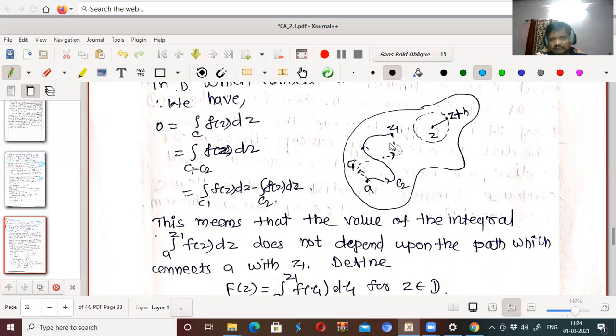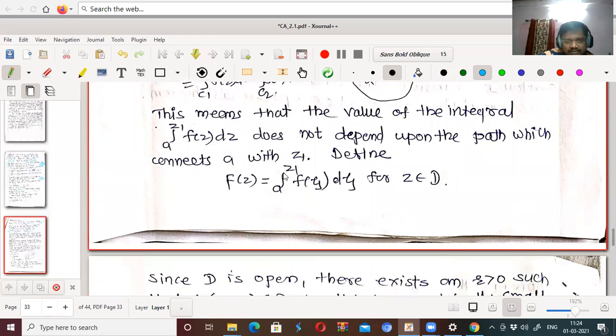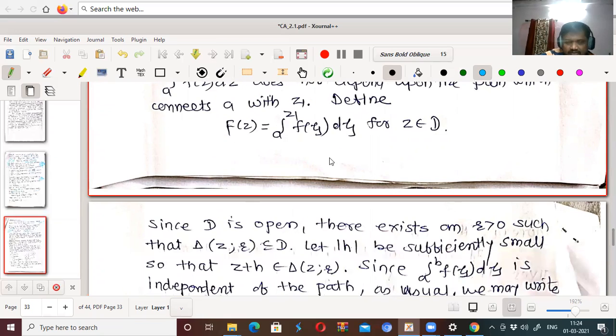The integral over c1 is over a curve connecting point a to z1, and c2 is the second curve, which again connects point a to z1. This means that the value of the integral from a to z1 of f of z dz does not depend on the path which connects a to z1. Now define capital F of z as the integral from a to z1 of f of z dz for z belonging to D.